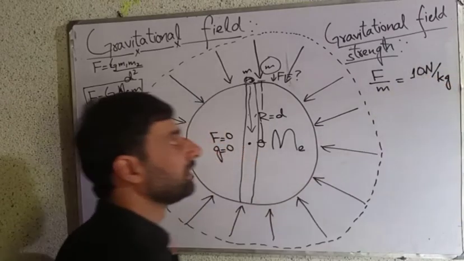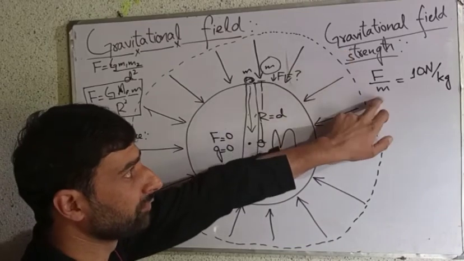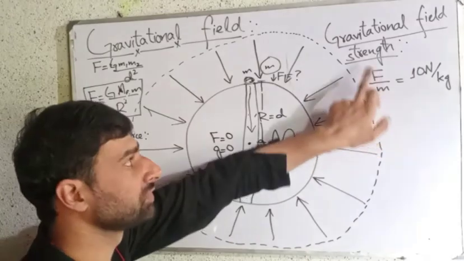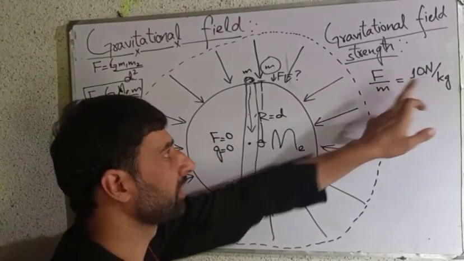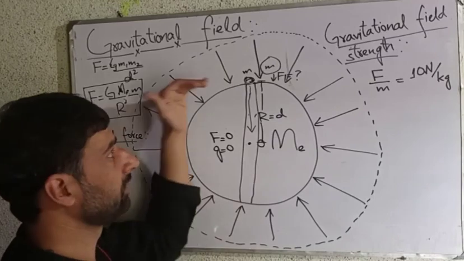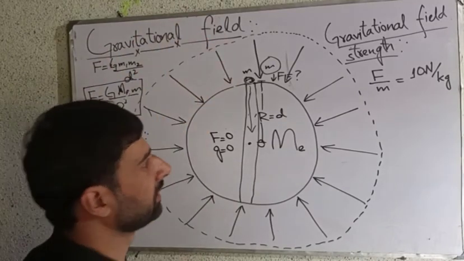Remember that gravitational field strength is written as F over m. It is denoted by force per unit mass, which will be equal to 10 Newton per kilogram if an object is placed on the surface of Earth, and its quantity goes on decreasing when the object is moving away from Earth.